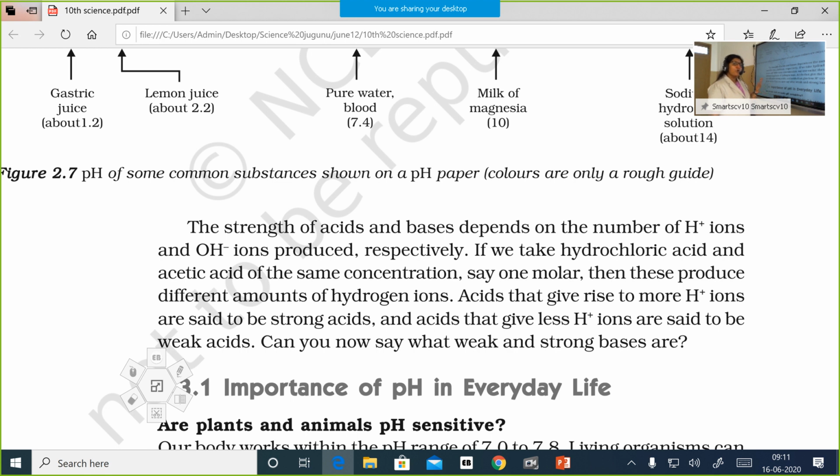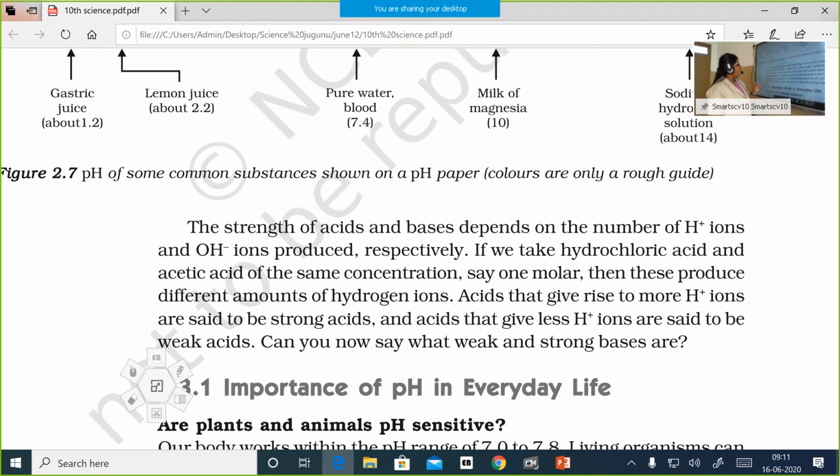So acids which produce more H plus ions have more strength compared to other acids. Suppose you have two acids, acid A and acid B. Acid A produces more H plus ions compared to acid B, which means A has more strength than acid B. Similarly, bases which produce more hydroxide ions are considered to be strong bases. One example is given here.